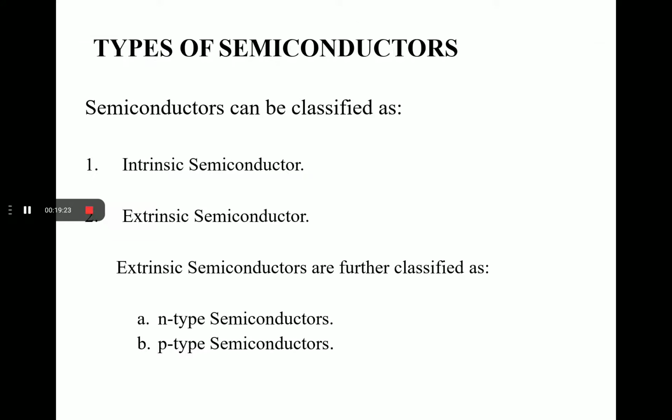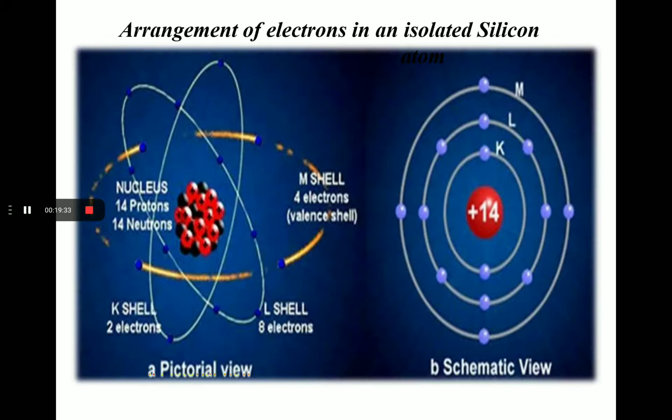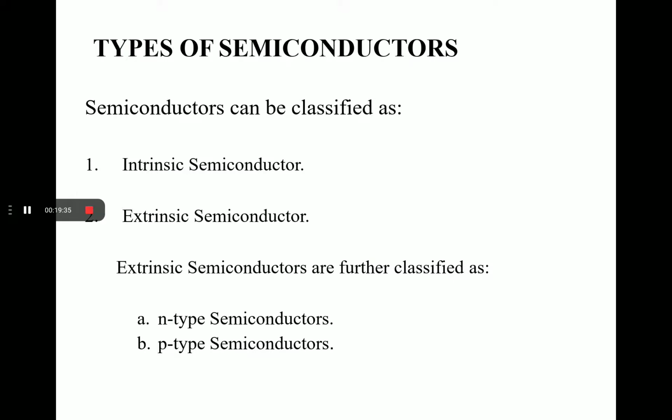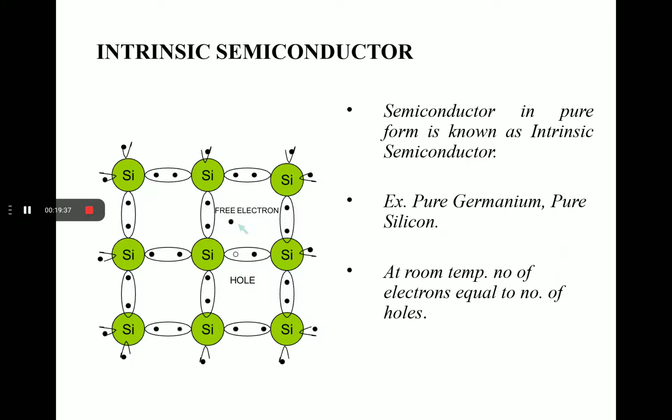So, semiconductors can be classified as intrinsic semiconductor and extrinsic semiconductor. Extrinsic semiconductors are further classified into N-type and P-type semiconductor. Okay. So, first let us see what is intrinsic semiconductor.